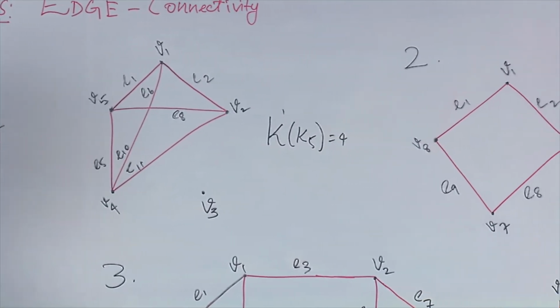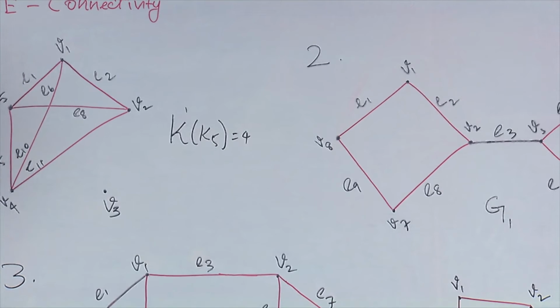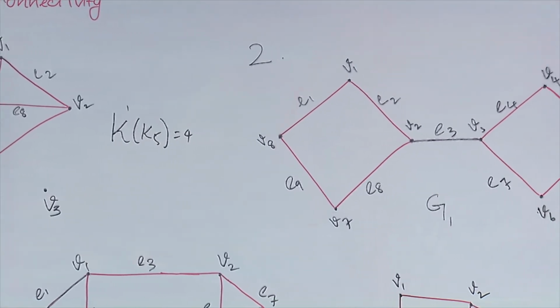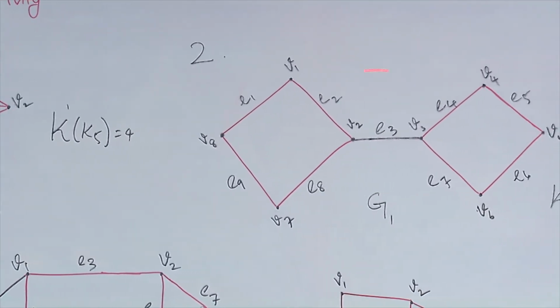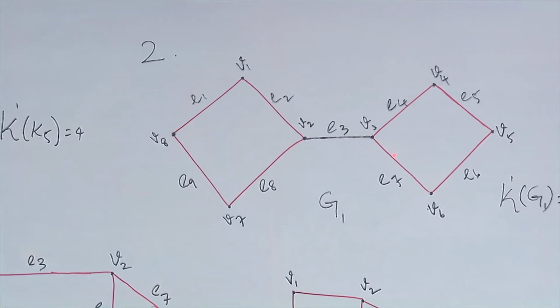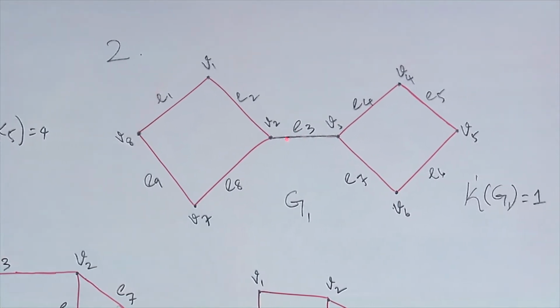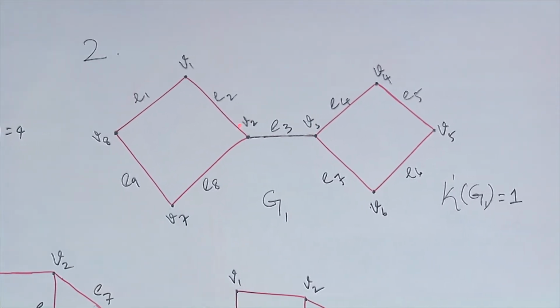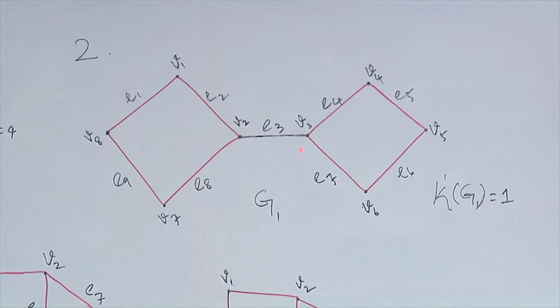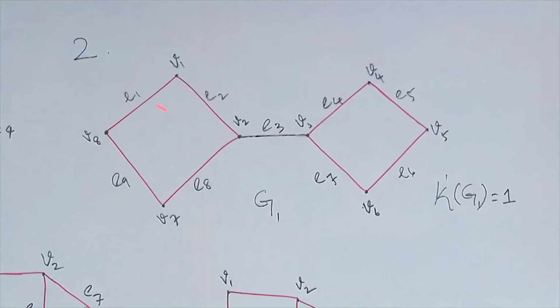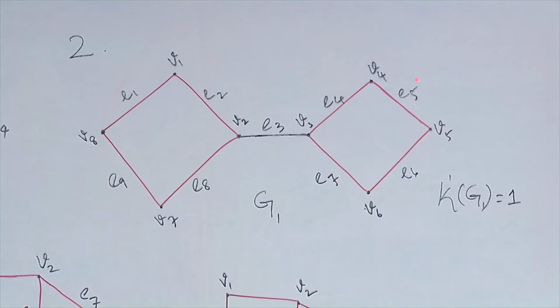Next, we shall see another example. This is the graph G1. This is connected and there is a path between any two vertices of this graph, and as you can see here, there is a bridge, that is E3, that connects the vertices V2 and V3. So, it has a bridge. The edge connectivity of a graph that has a bridge is 1, that is, it is enough if you remove this edge alone. If you remove this edge, you will have two components. The one component is this, the other component will be this. Therefore, the edge connectivity of this graph is equal to 1.